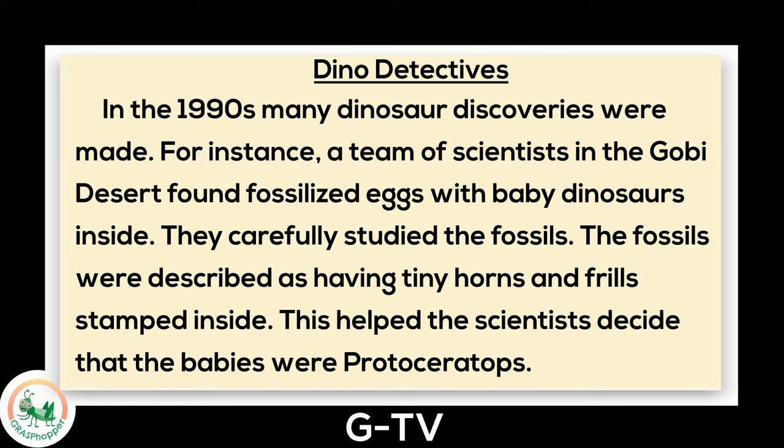Dino Detectives. In the 1990s, many dinosaur discoveries were made. For instance, a team of scientists in the Gobi Desert found fossilized eggs with baby dinosaurs inside. They carefully studied the fossils. The fossils were described as having tiny horns and frills stamped inside. This helped the scientists decide that the babies were Protoceratops.